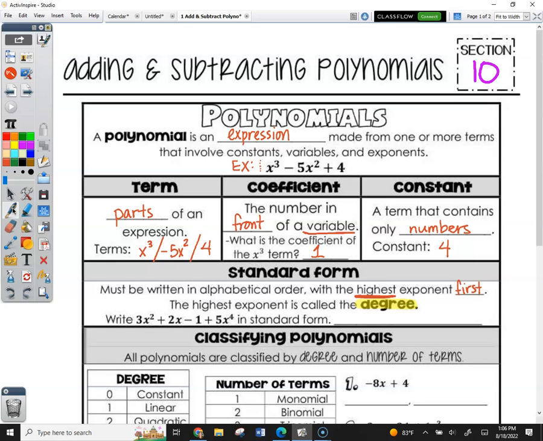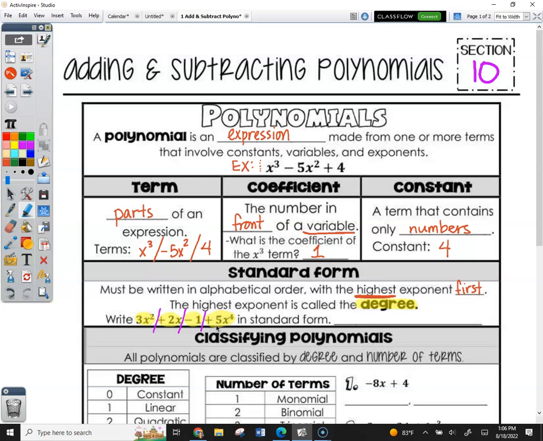Before you go and shuffle, it would help if you draw a slash in front of every sign. So like right here, 3x squared. Oh, there's a plus. Draw a slash. Because that plus goes with that 2x. Then you have positive 2x slash. Then you have minus 1 slash. Then you have positive 5x to the 4th. So how many terms do I have here, y'all? You have 4. 1, 2, 3, 4.